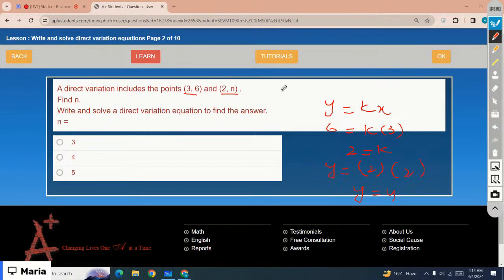One easy way you can find is just look at the relationship. 3 times 2 is 6, right? That means obviously 2 times 2. Here the value of n is 2 times 2, that is 4. Got it? That is an easier way to find the relationship between these two relations. Got it? The correct option is 4.